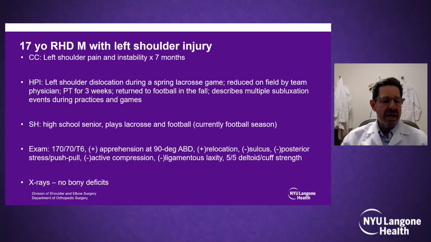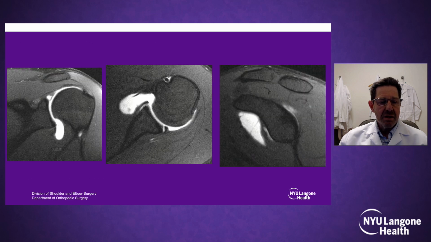His physical examination showed pretty near full range of motion. He had a positive apprehension sign at 90 degrees of abduction, positive relocation tests, no sulcus, no signs of generalized ligamentous laxity. He was stable with posterior stress, push-pull, and had normal deltoid rotator cuff strength. X-rays didn't show any bony deficits.